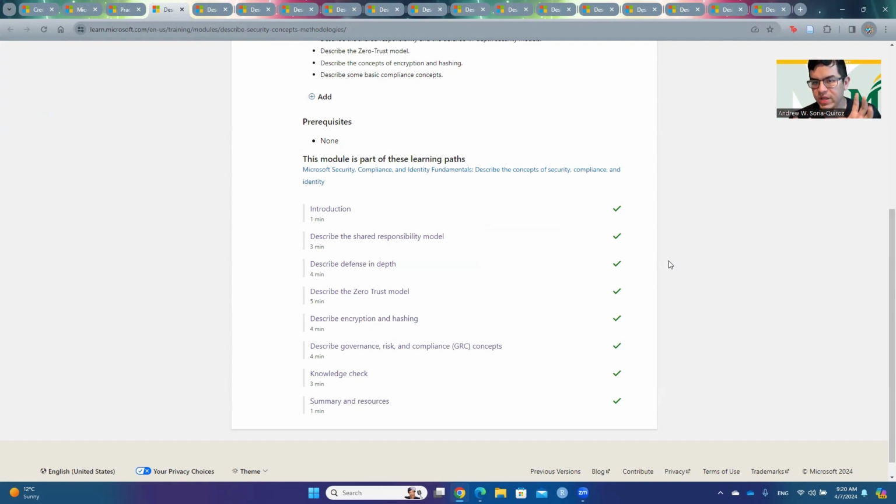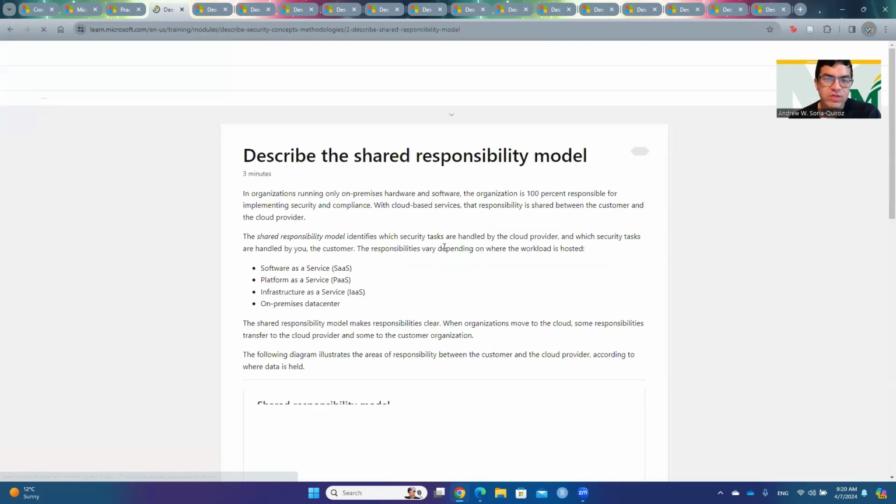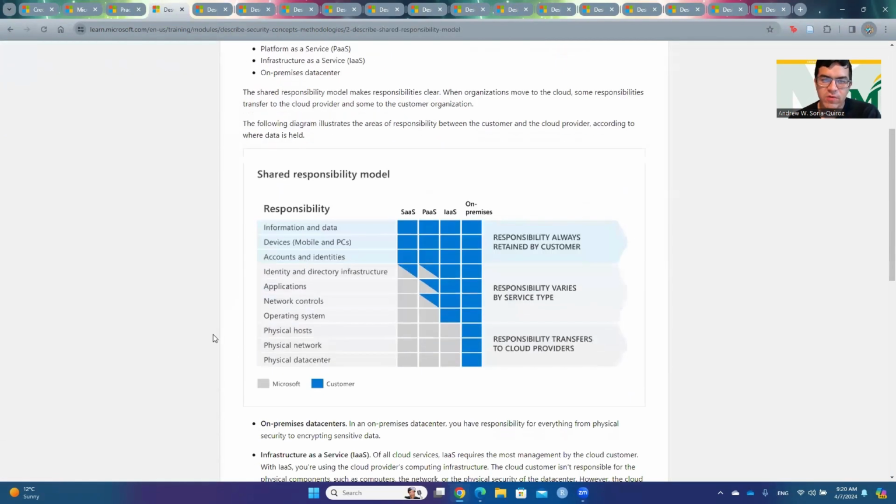This one specifically mixes both of them, but some of these units go more towards what's specific to Microsoft, and some of them go more towards what is actually specific to the concept itself. The zero trust model and defense in depth, for example, are just for everything. You have the shared responsibility model.